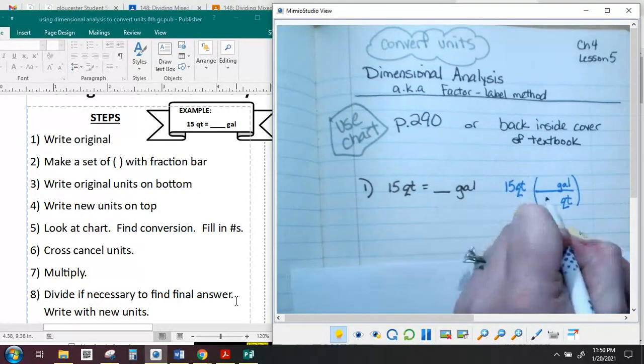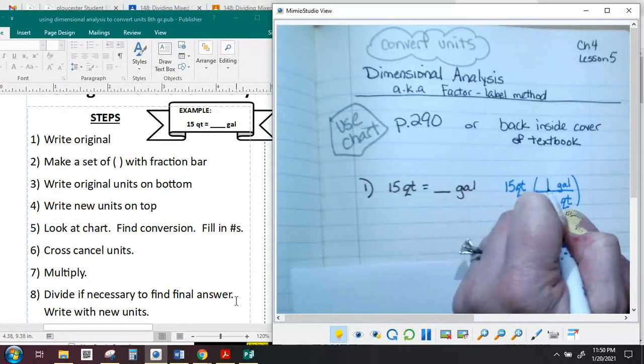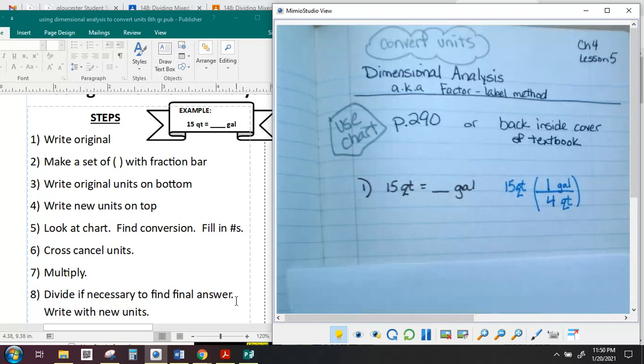So I said 4 quarts, the 4 goes with the quarts, was 1 gallon. So the 1 goes with the gallons. With me so far? All right, step 5 is done. Step 6, cross cancel the units.